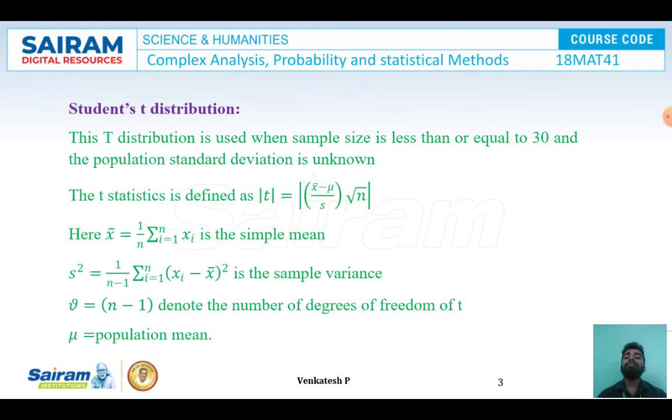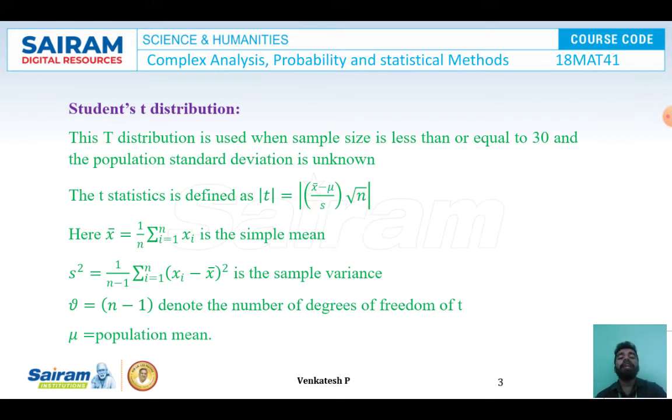To calculate this students' t distribution, the formula we have is modulus of t is equal to modulus of x bar minus mu by s into square root of n. So this x bar is nothing but the sample mean, mu is nothing but the population mean, s is nothing but the standard deviation of the population, and n is nothing but the sample size of the given population.